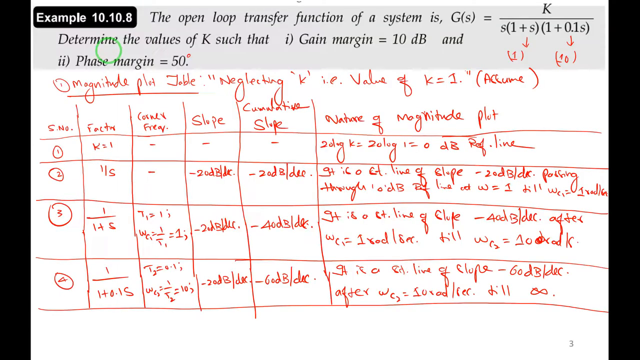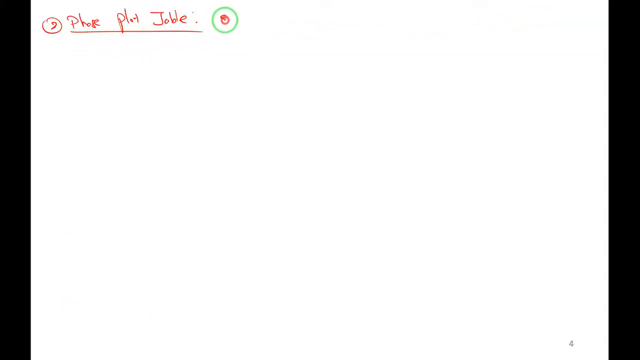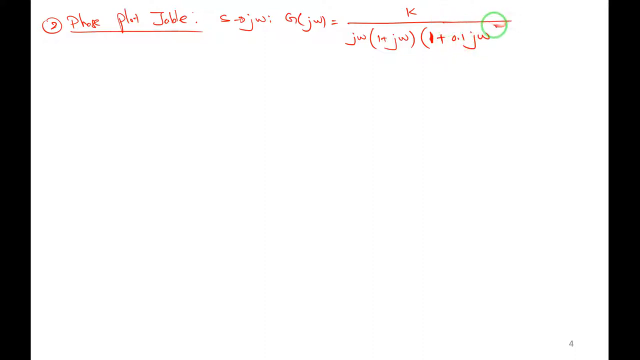So replace s by j omega. We have assumed k to be 1, right? If I take k also, it doesn't affect the phase plot actually. Let me replace s by j omega. So g of j omega is equal to k divided by j omega into 1 plus j omega into 1 plus 0.1 s, where 0.1 s is j omega times 0.1. Okay, we have replaced it.